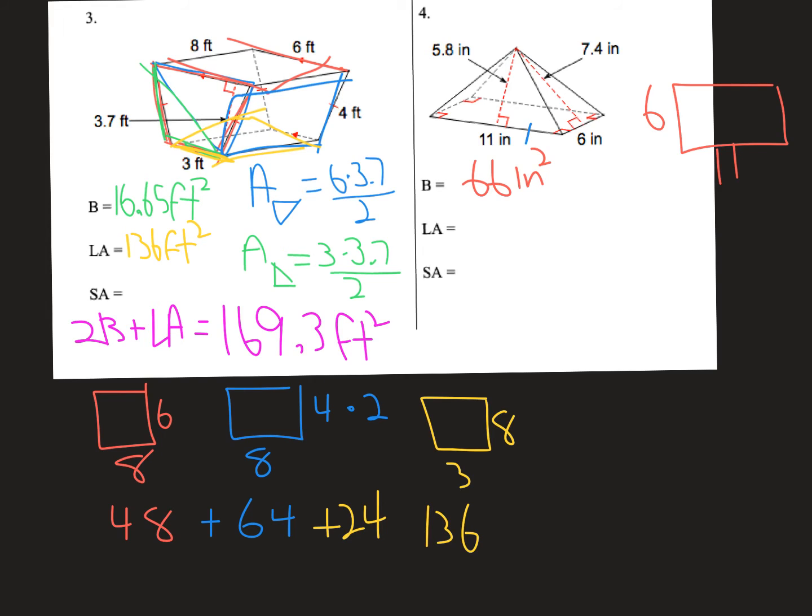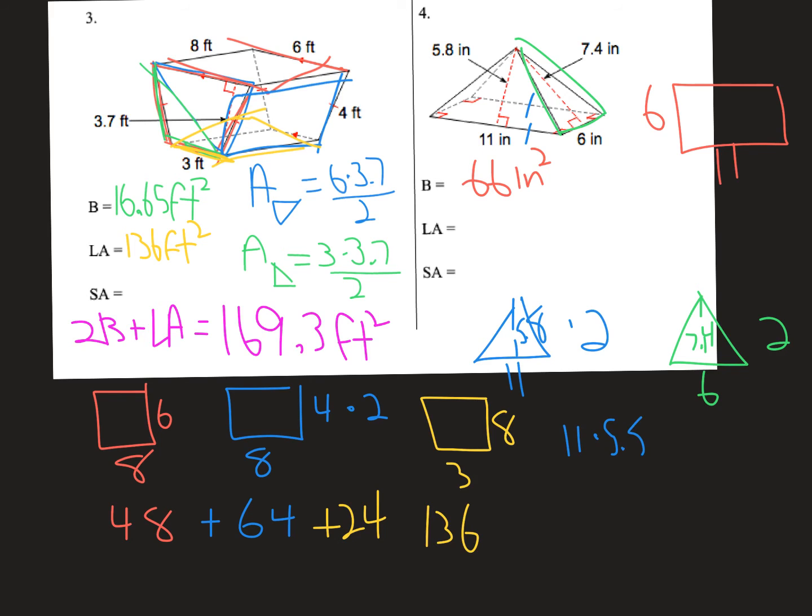Since this is a rectangle, those two pieces are the same, so I've got one triangle that's 11 by 5.8, but I have 2 of those. And then I also have another triangle that's 6 by 7.4, but 2 of those. So I have to do 11 base times height divided by 2, but 2 of those. And then base times height divided by 2, but I have 2 of those because those triangles are the same.